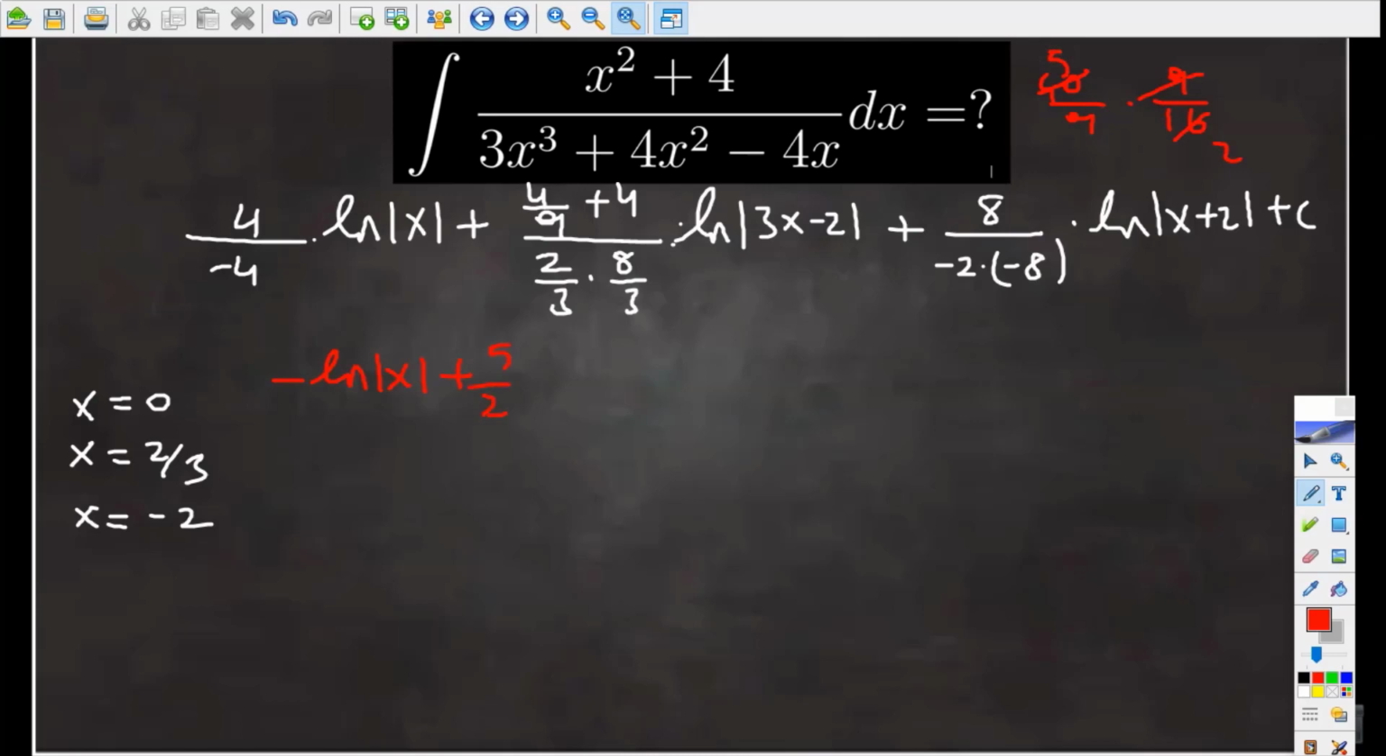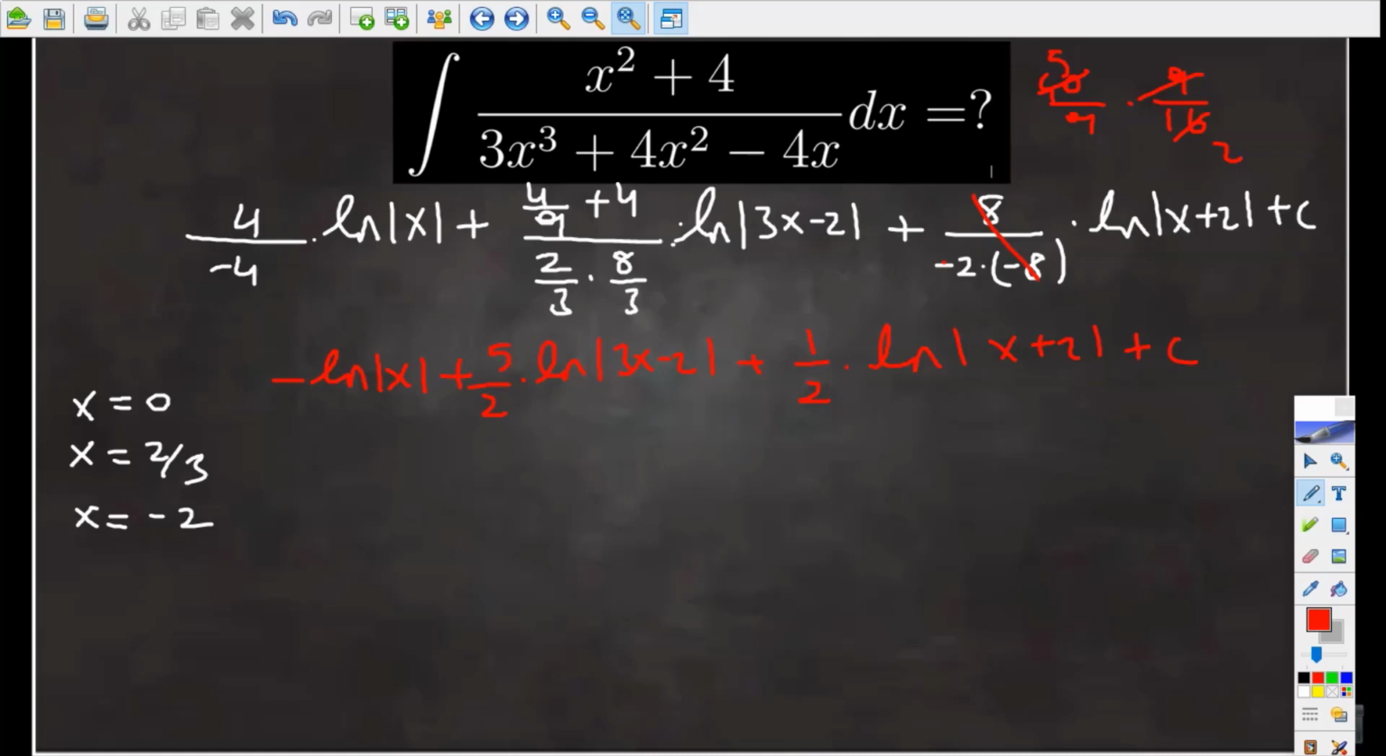So the 5 over 2 times natural log of 3x minus 2, and so right here negative times negative will be positive, and these two 8's are going to be cancelled, so it's going to be 1/2 times natural log of x plus 2 and plus c. Alright, so this is the most simplified solution.